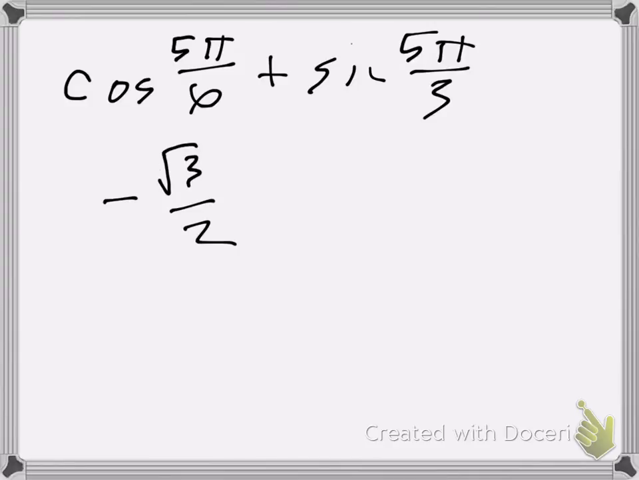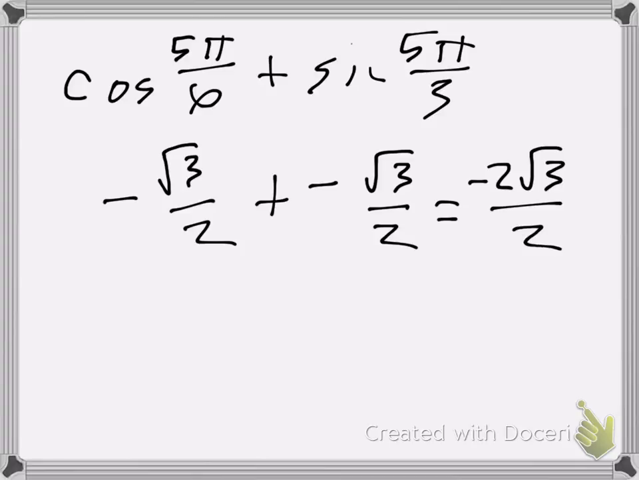Sine 5 pi over 3, that's going to be in the fourth quadrant. It's going to be negative root 3 over 2. And adding those together, we get negative 2 root 3 over 2. We can cancel out those 2's, so we get negative root 3 as our answer.